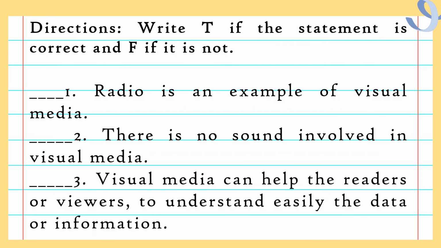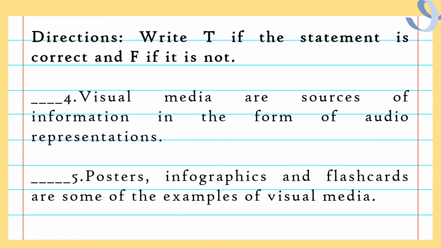Okay, guys, for your assignment, you are going to write T if the statement is correct and F if it is not. Number 1, radio is an example of visual media. Number 2, there is no sound involved in visual media. Number 3, visual media can help the readers or viewers to understand easily the data or information. Number 4, visual media are sources of information in the form of audio representation. 5, poster, infographics, and flashcards are some of the examples of visual media.